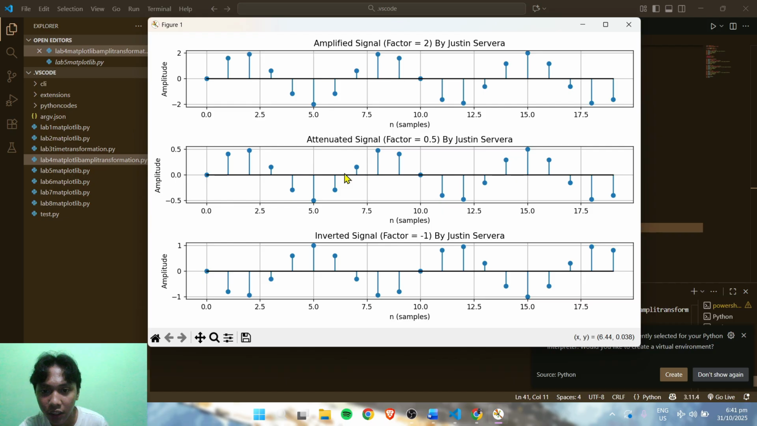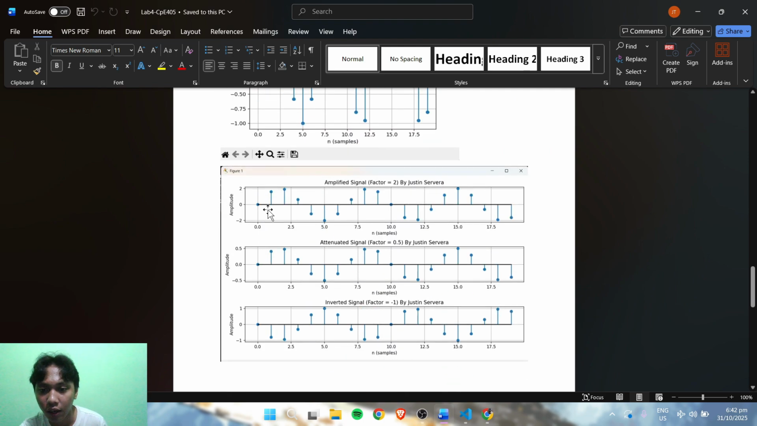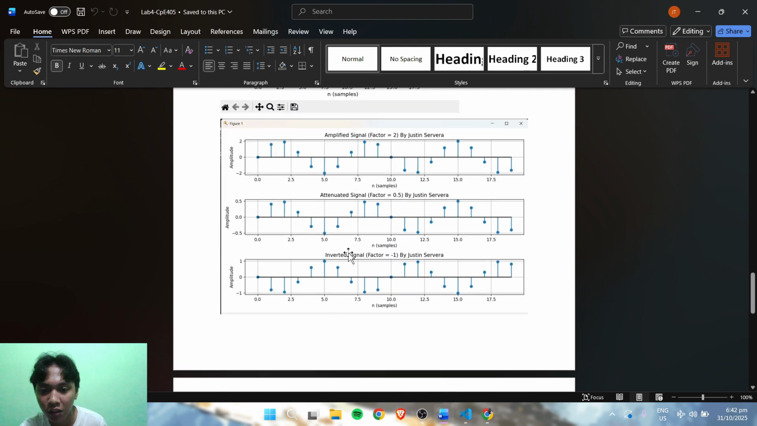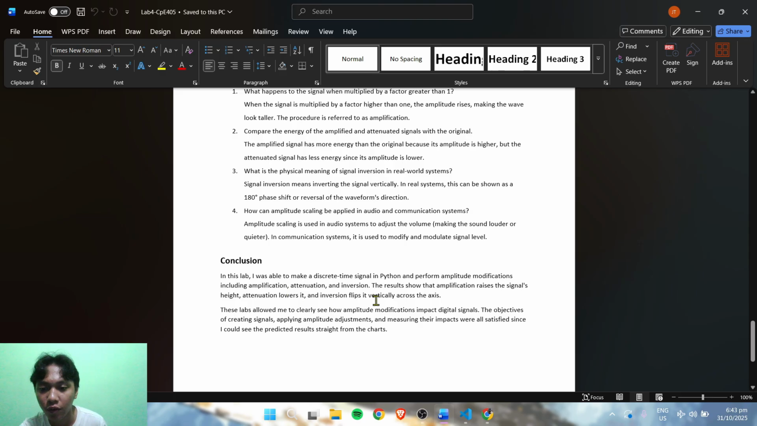As you can see here, the attenuated and the amplified almost look the same but with different heights of the waveforms. And for the inverted, it's like it's mirrored. So this is the original signal, and the amplified, attenuated, and inverted. Now for the guide questions and the conclusion.